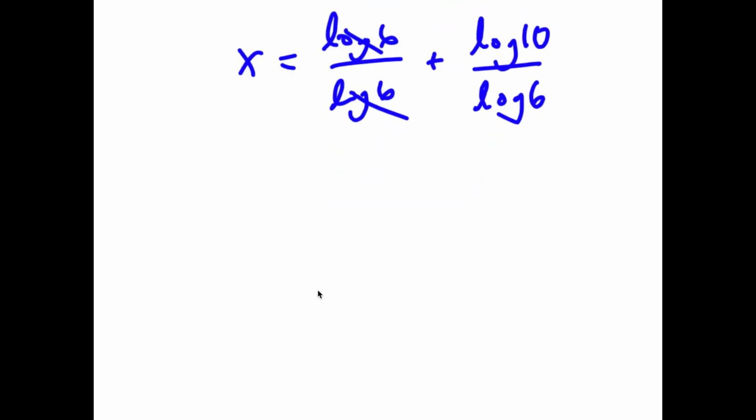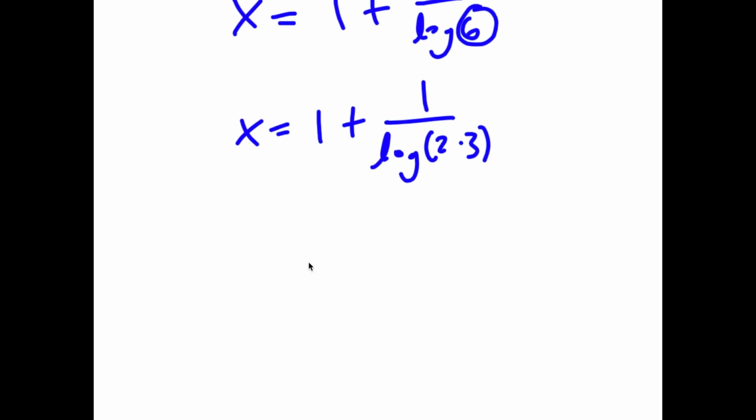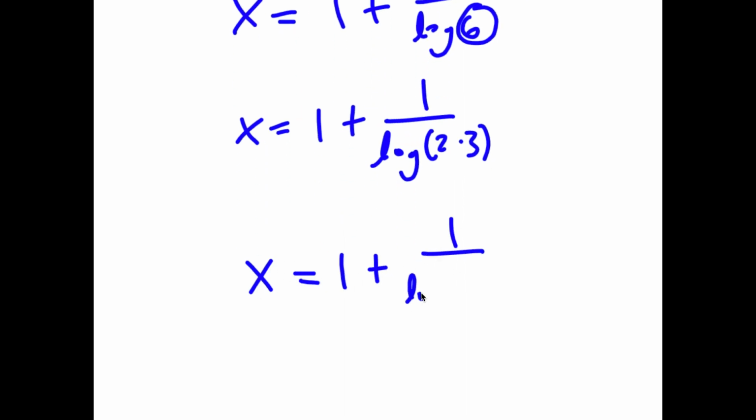And log 6 and log 6, these two cancel out. So now I have x is equal to 1 plus log 10, that's the same thing as 1. So 1 plus 1 over log 6. And now log 6, I'm going to rewrite this as log of 2 times 3. So this is going to equal 1 plus 1 over log 2 plus log 3.